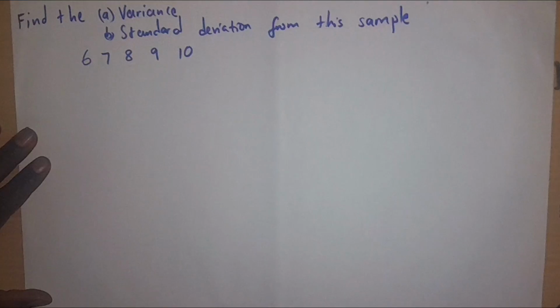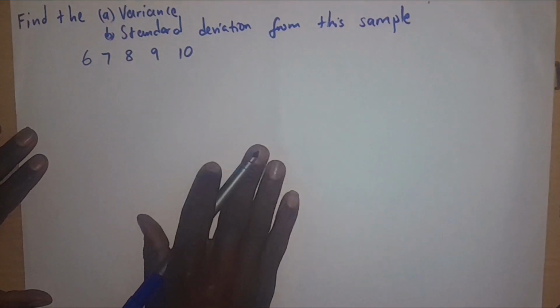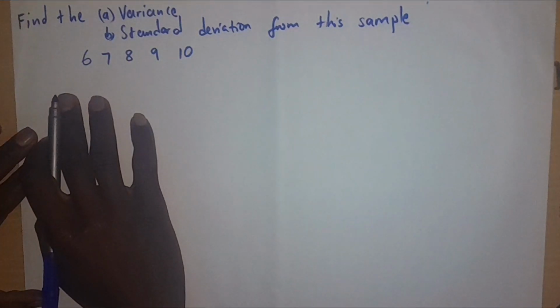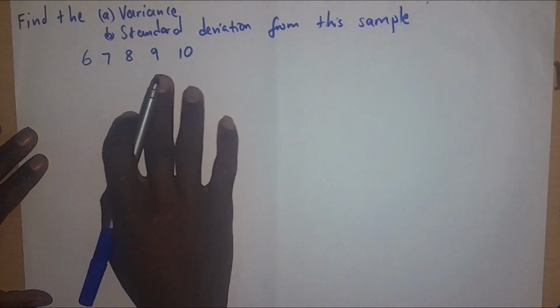In this video, we're going to talk about how to find the variance and the standard deviation from the sample. So here the question is saying find the variance and the standard deviation from this sample, and we're given the following observations: 6, 7, 8, 9, and 10.